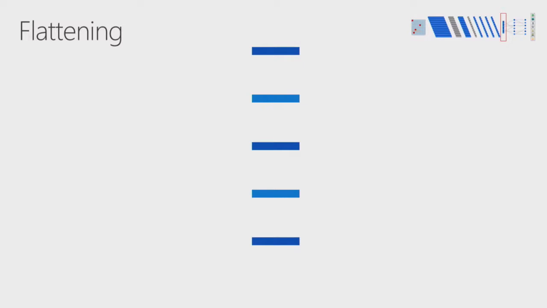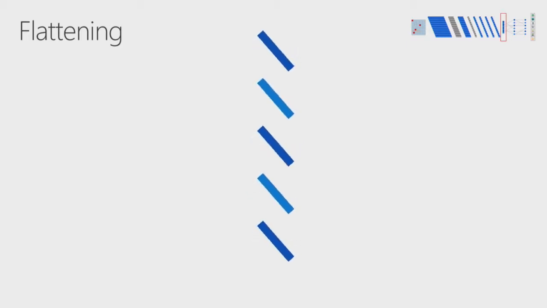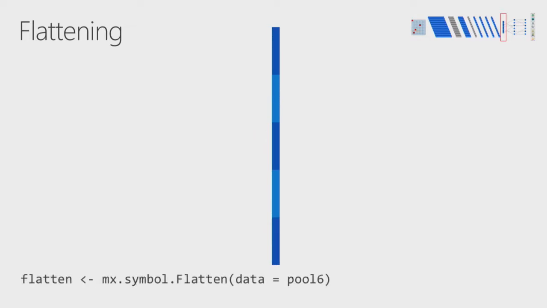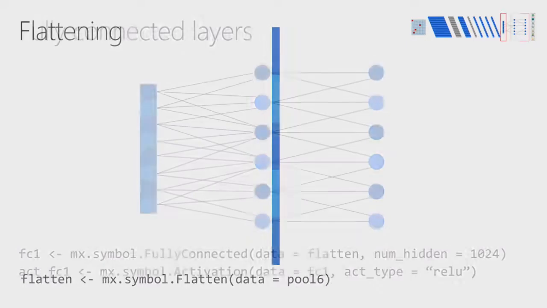Now we want to start building a fully connected neural network on top of the last convolution layer. And we need to transform the output of the convolution layer into an input format that we can build a fully connected neural network on. We do this using flattening, which in this case just concatenates the output vectors from the previous layer. And the code to do this is extremely simple.